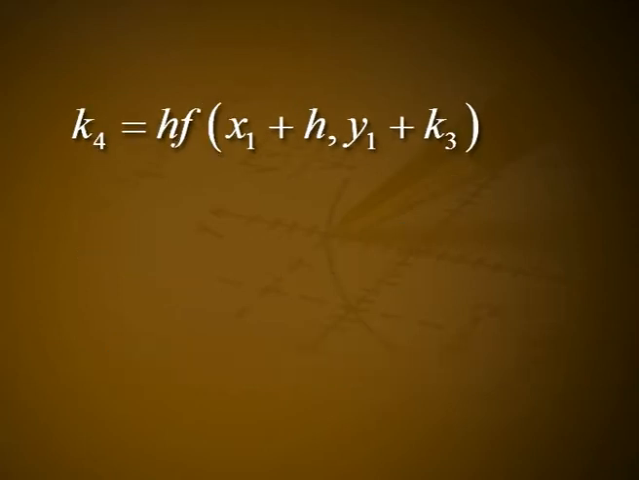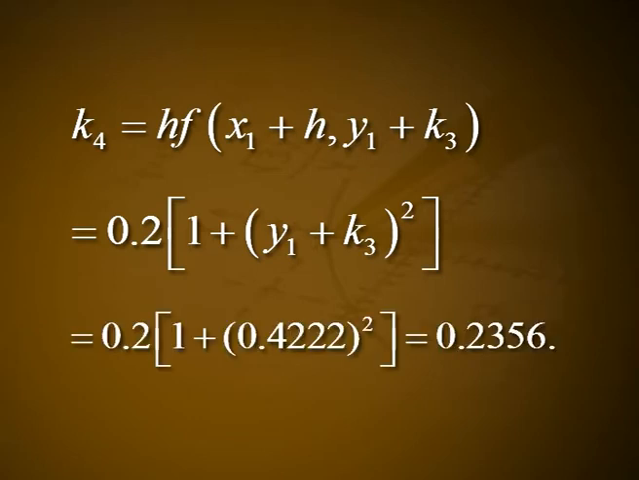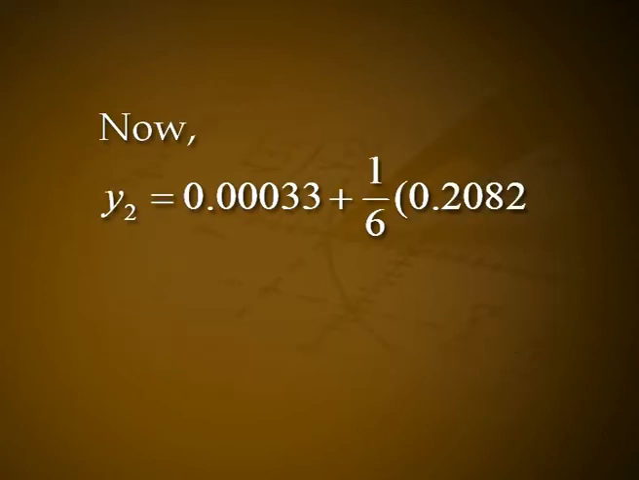0.2195. k4 equal to h into f of (x1 plus h, y1 plus k3), that is equal to 0.2 into (1 plus (y1 plus k3) the square), that is 0.2 into (1 plus 0.4222 the square), that is equal to 0.2356.